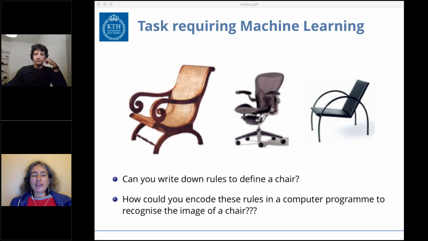And then they later realized that it's probably better to give the computer lots and lots of examples of chairs and then for it to extract and learn the rules itself. So that's what's been happening. So this is an example of a task where it's very hard for a human to define what something is. But if you give lots of examples to a computer, then it can decide for itself what are the important things that define a chair.